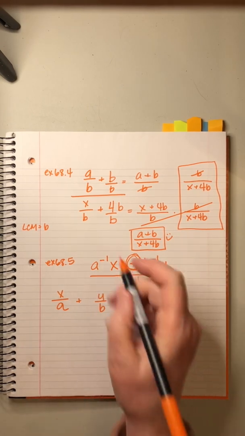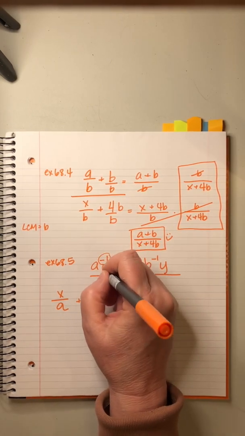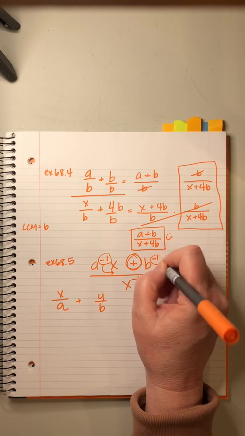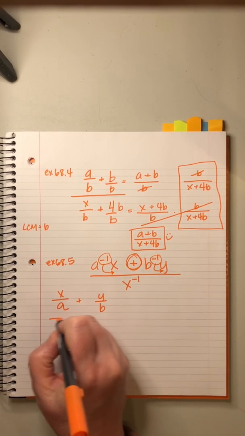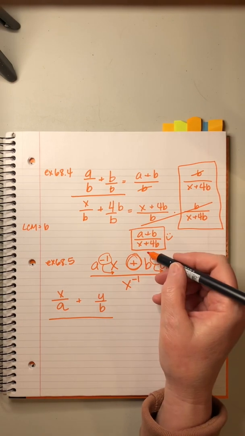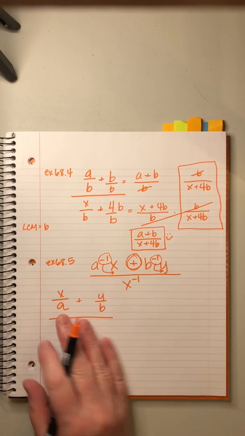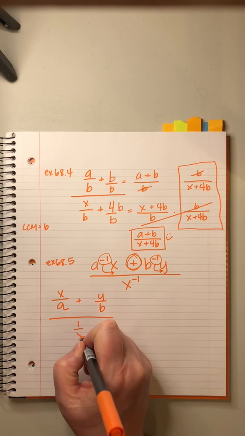Do you see how I did this? This means this goes underneath the x. This means this goes underneath the y. Isn't that weird? And then this one we could flip up, but because we have such a mess up top, let's do the same thing here.